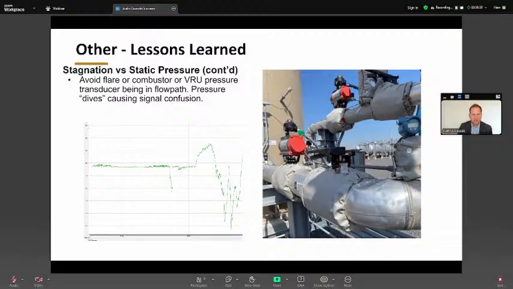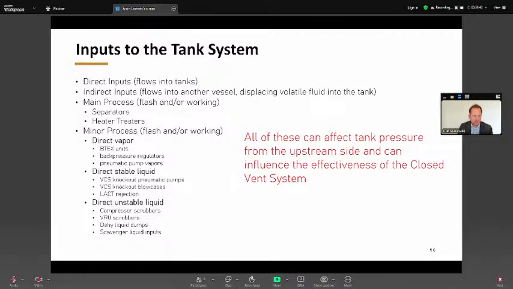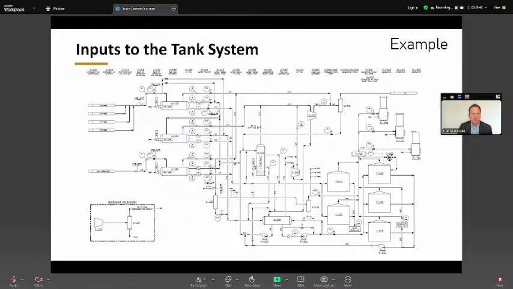But it's not just about your vent system, it's also about your inputs. And so we want to look at all these different processes. And let me jump forward. This is an example of the inputs to a tank system and how we're trying to simplify it into steady state inputs, minor sources. And so we're taking these pretty complex systems with long lengths of piping, all kinds of fittings, and condensing it into a reasonable model.